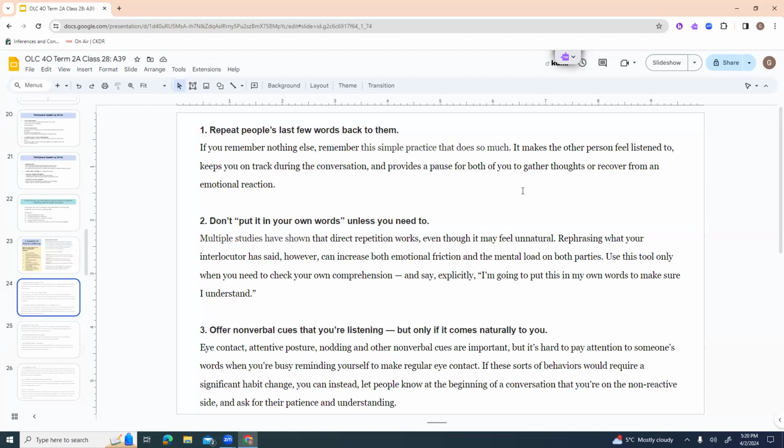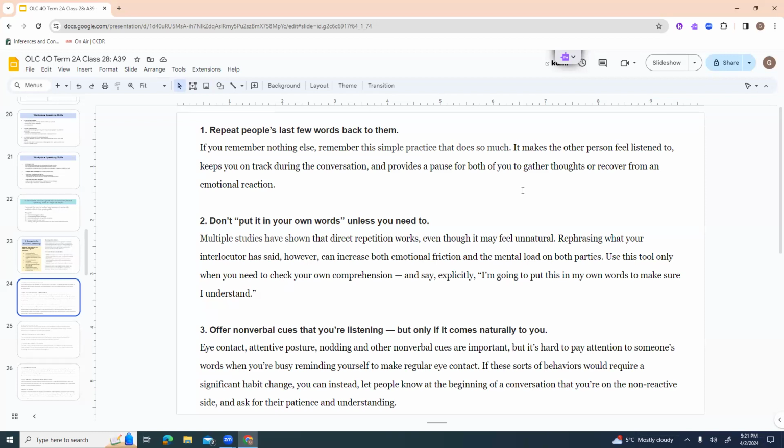It's especially important if they're using words that you're not sure what they meant, or to you, they mean something different than what they seem to mean. Or if somebody's expecting you to do something and you're not positive you understand what they're expecting you to do. Number 3, offer nonverbal cues that you're listening, but only if it comes naturally to you.